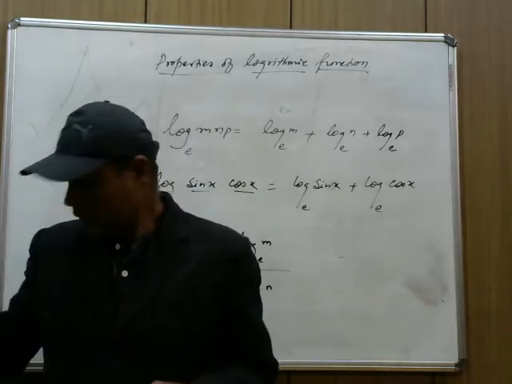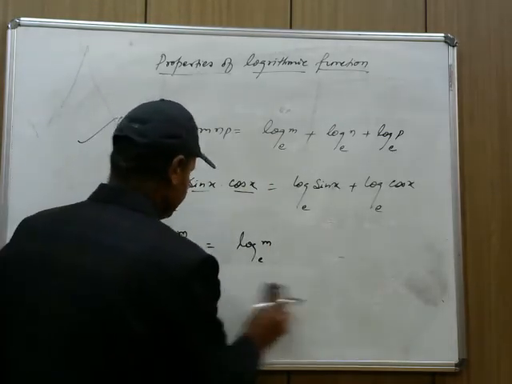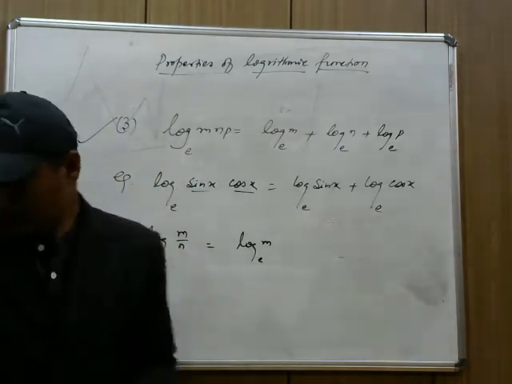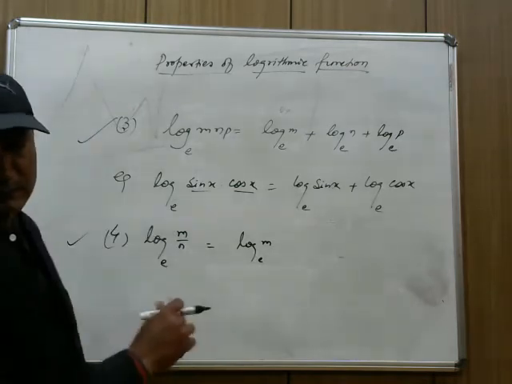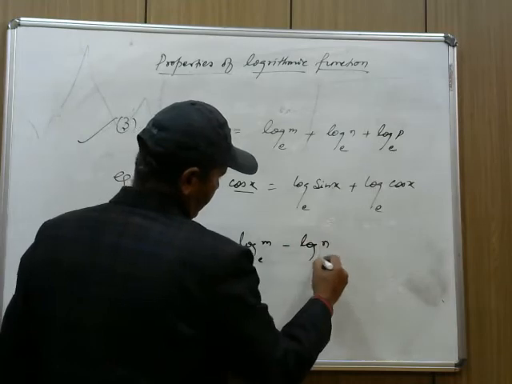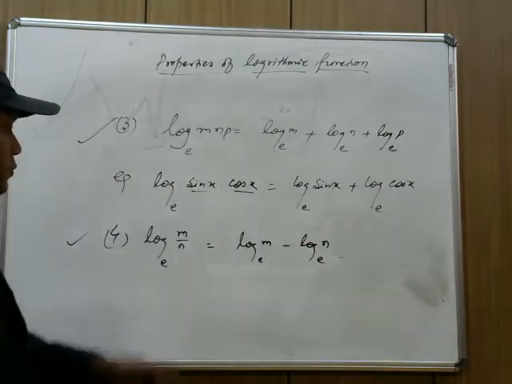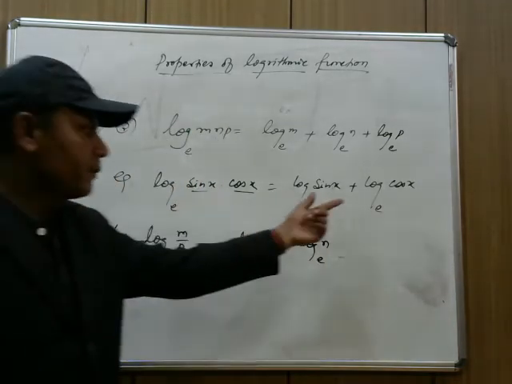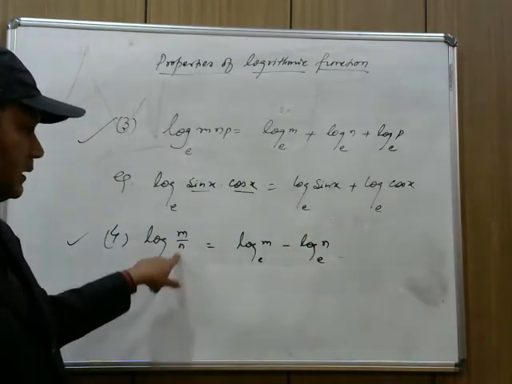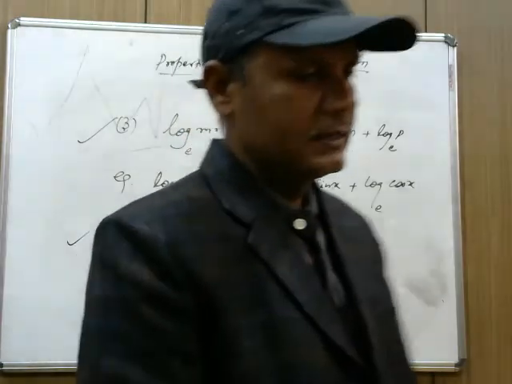Sorry, excuse me. Log of m minus log n. Log of m by n to the base e is equal to log of m minus log of n. That is, when there is a product, it becomes a sum. When there is a division, then it becomes a difference.